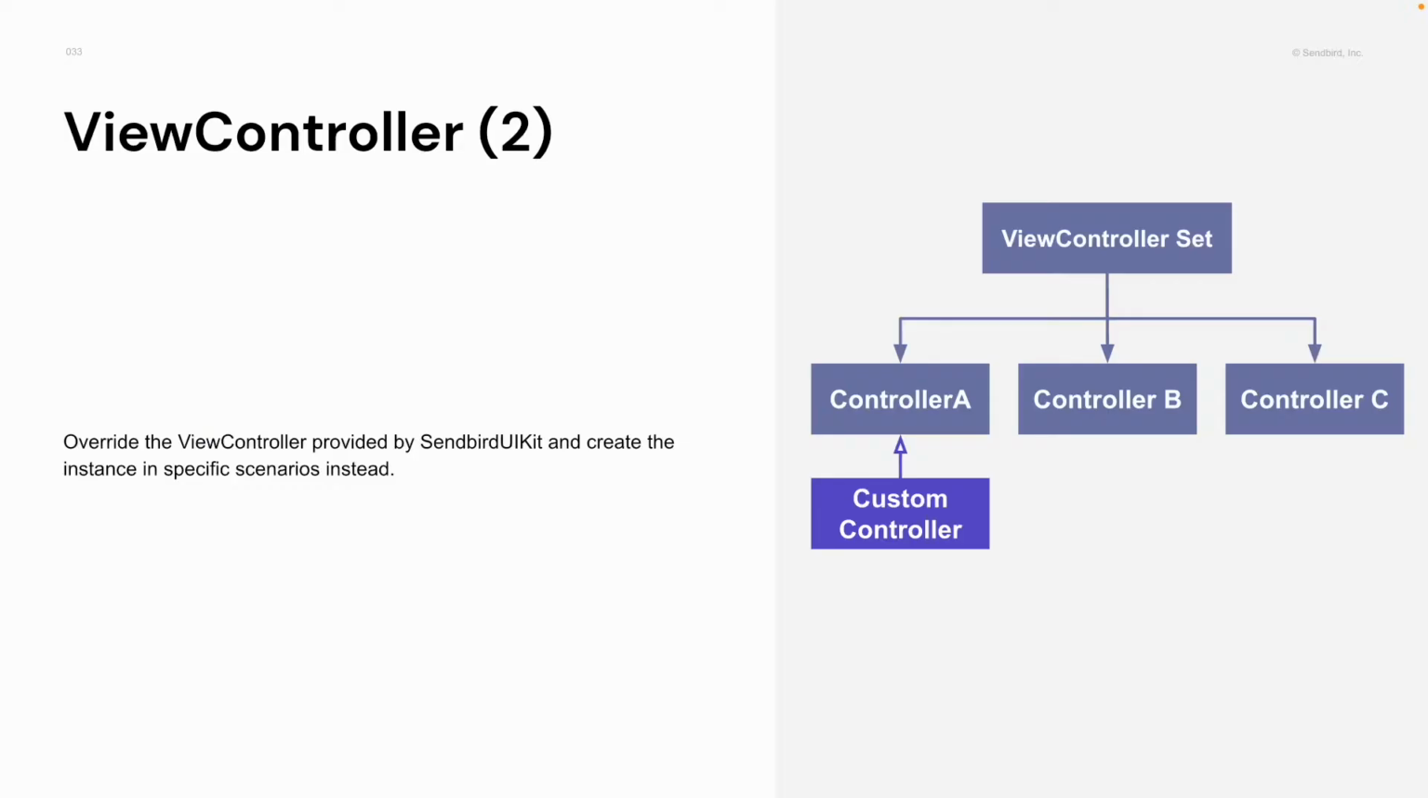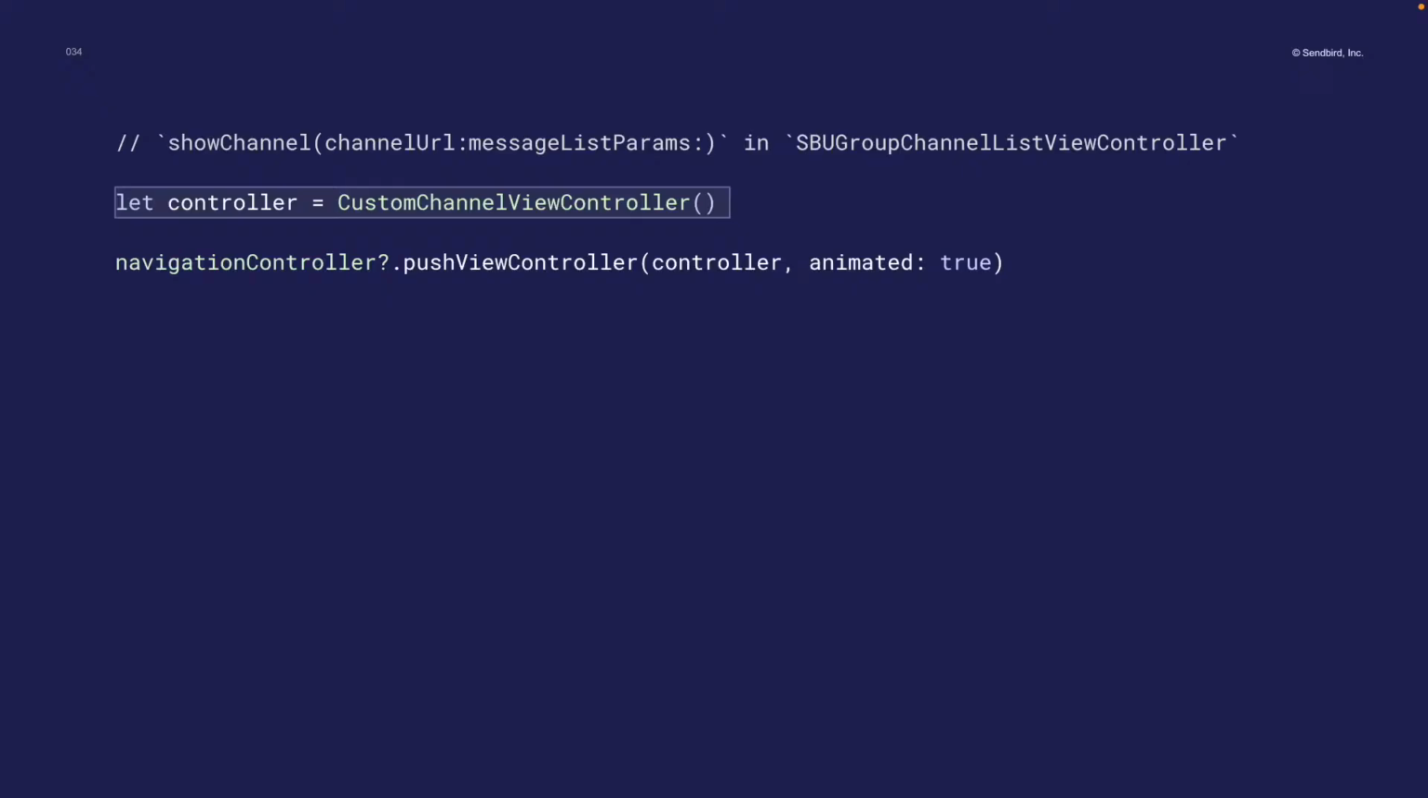Another way to customize it is to override the view controller provided by Sendbird UIKit, not override it from ViewControllerSet, and create the instance in specific scenarios instead. From the showChannel method in SBUGroupChannelListViewController, you can create a CustomChannelViewController instance and display it on the screen.